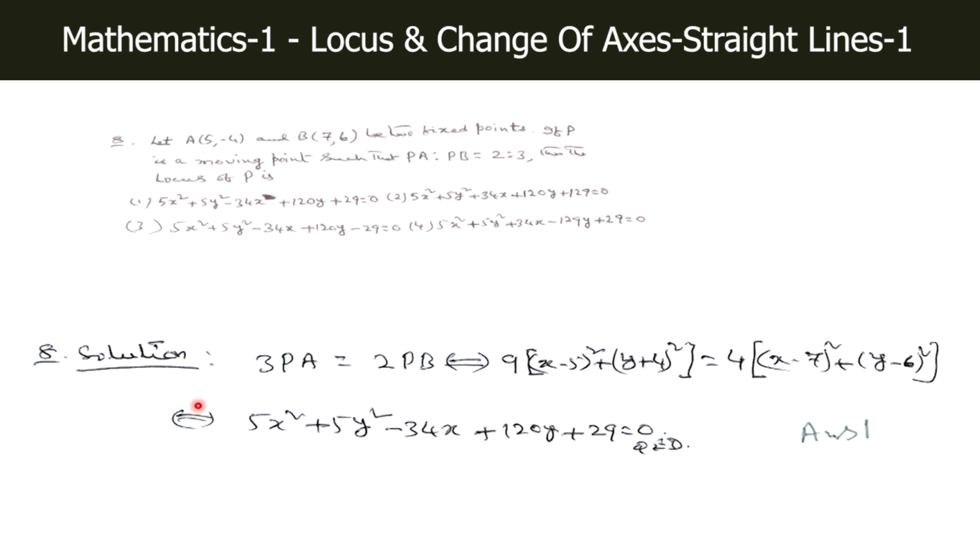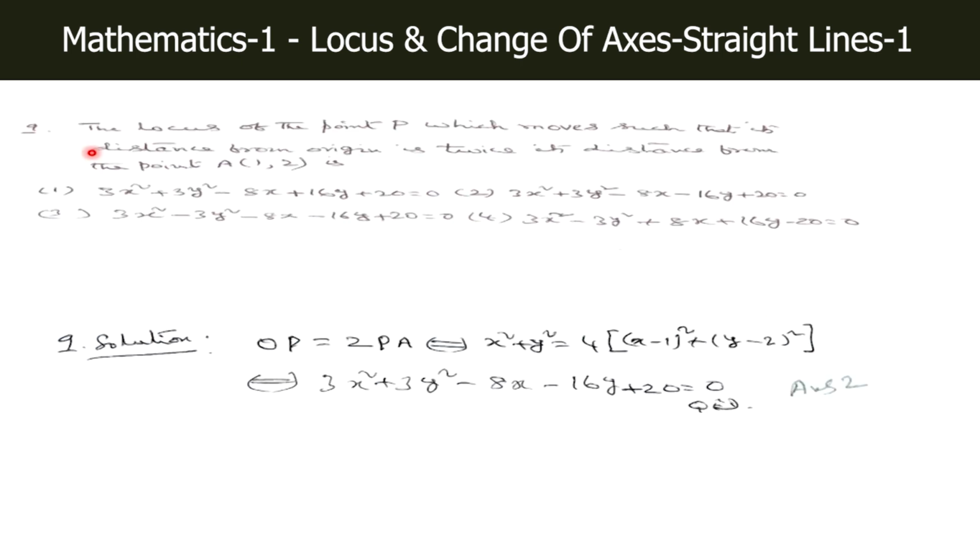Now by hypothesis, PA is to PB is equal to 2 is to 3 implies 3 PA is equal to 2 PB, or 9 PA square is equal to 4 PB square. That means 9 into [(x minus a) whole square plus (y plus 4) whole square] is equal to 4 into [(x minus 7) whole square plus (y minus 6) whole square]. So if you simplify it, you will get the answer number 1.